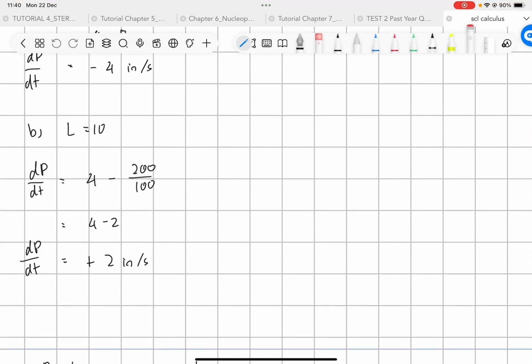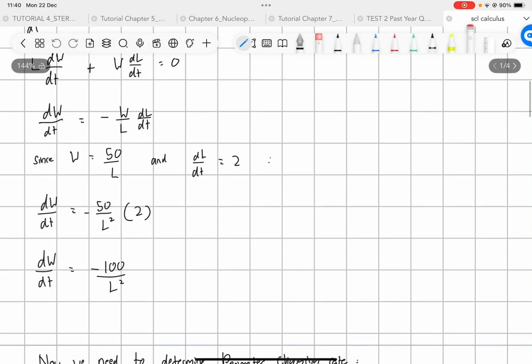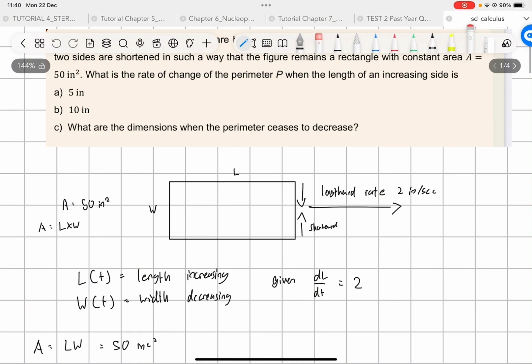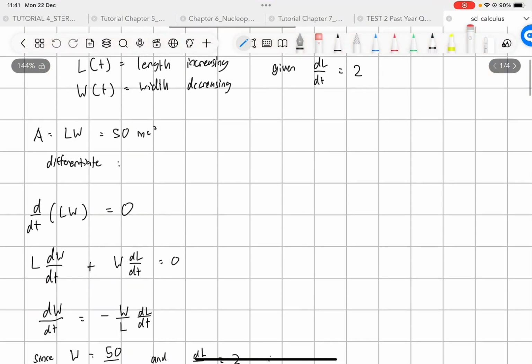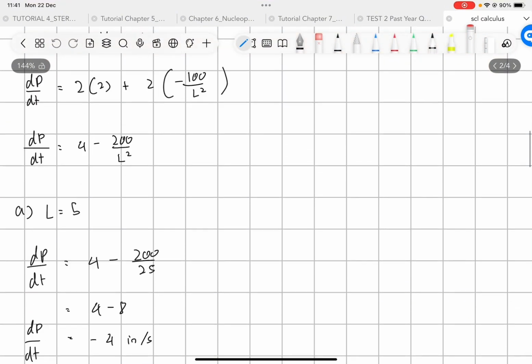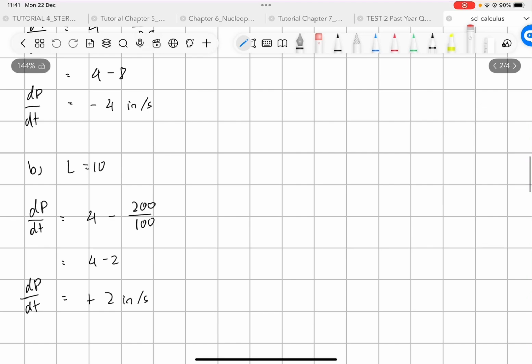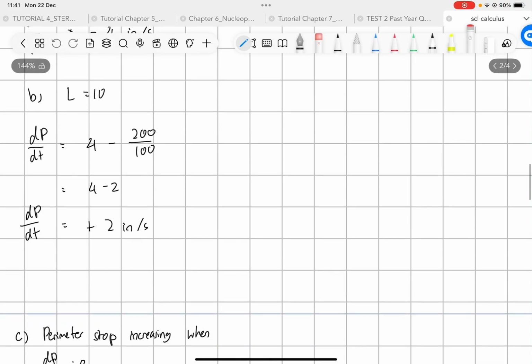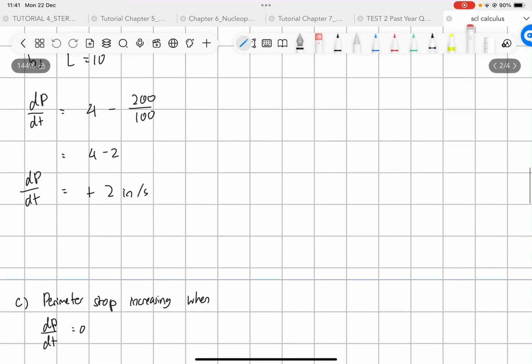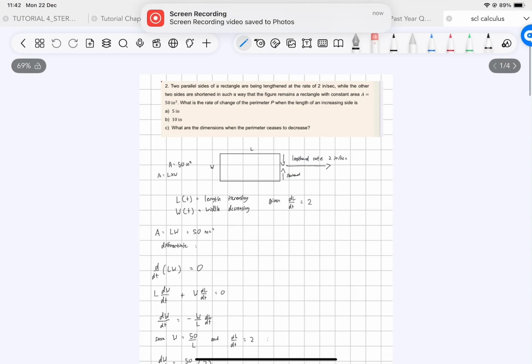So for B, they ask us what is the rate of change of perimeter P when the length of the increasing side is 10 inches. So just substitute the L with 10, we get that dP/dt equals 4 minus 200 over 100. We get that dP/dt is positive 2 inch per second.